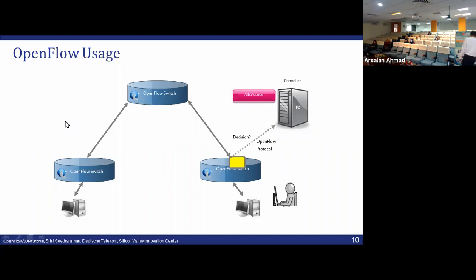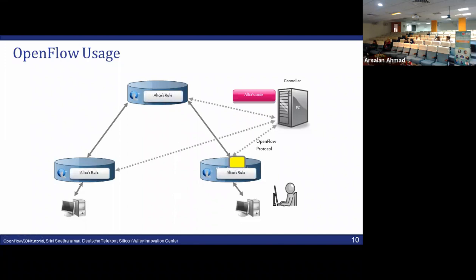Starting from the point where the OpenFlow switch asks for the decision, to the time when the decision has been made and the entries have been installed in the switches, is actually the flow setup latency. Before that, no communication can occur. So this is the initial delay faced by each flow in the SDN architecture. This is called the flow setup latency.